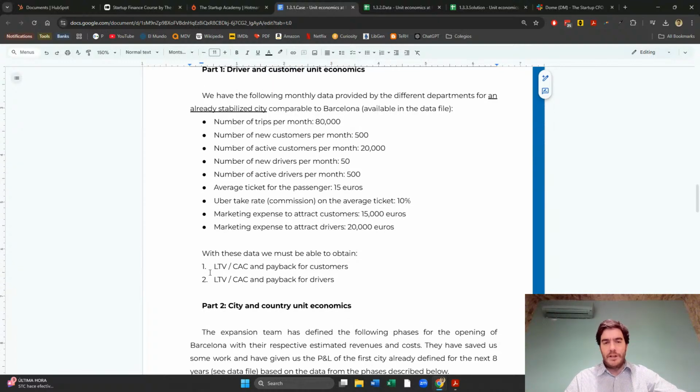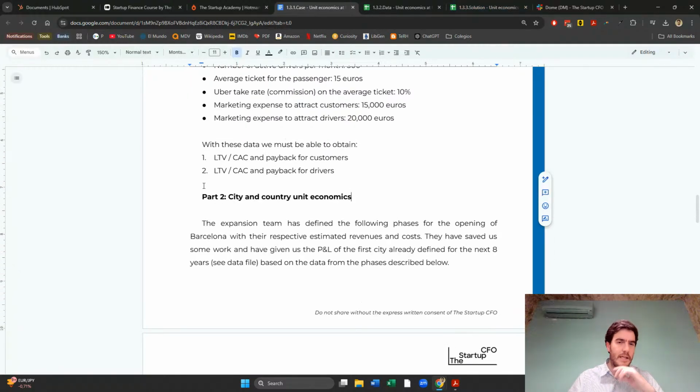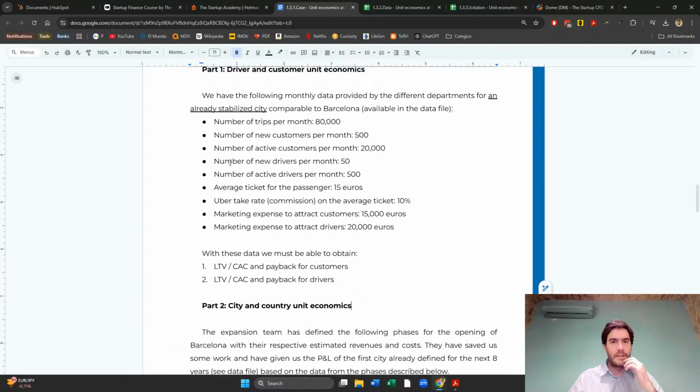And then I'm going to just introduce part two, which is pretty cool. If you guys signed up to the webinar, if I'm not wrong, you have access to these files too. So if you understood the concept and want to play a bit with the files, that would be great. So we know all this data in the city of Barcelona, in an already stabilized city compared to Barcelona. And this stabilized is going to be important.